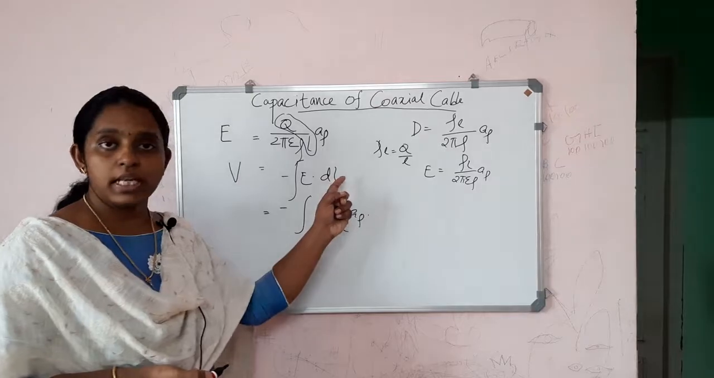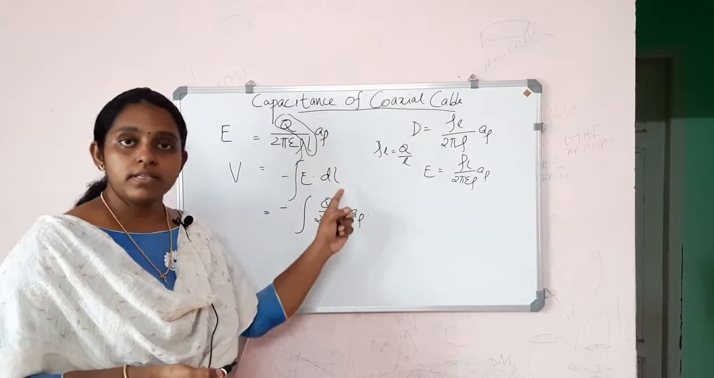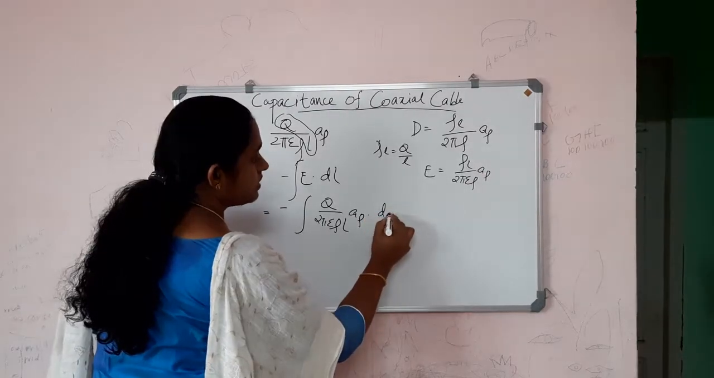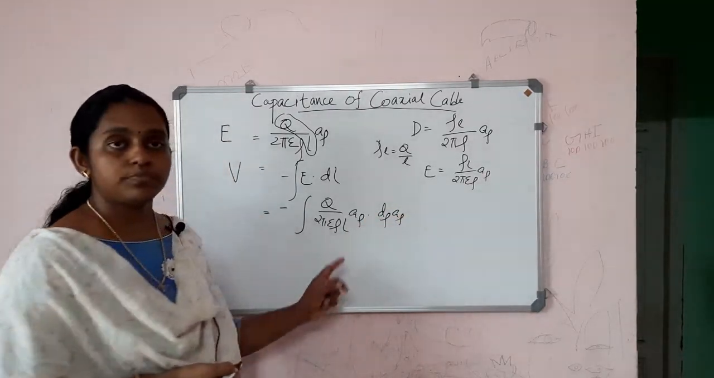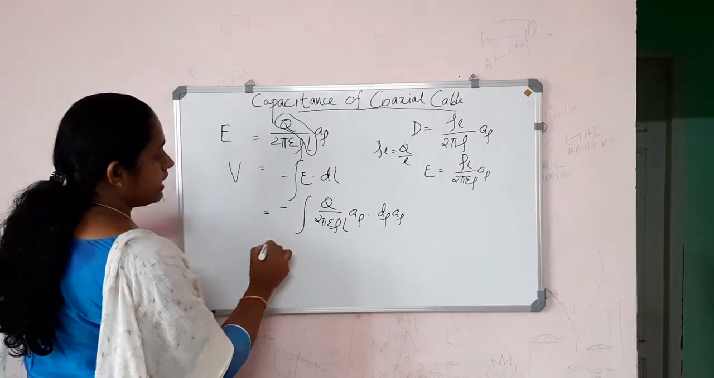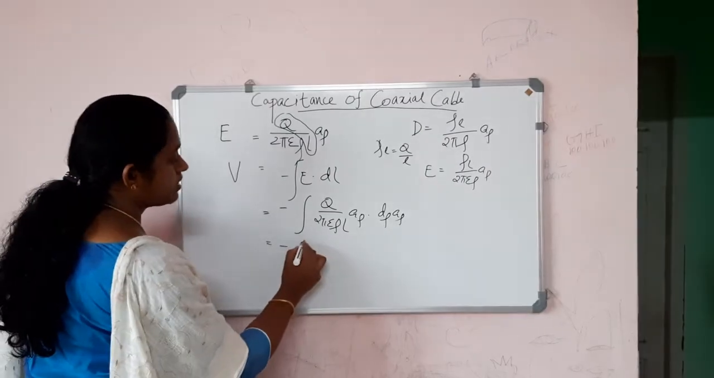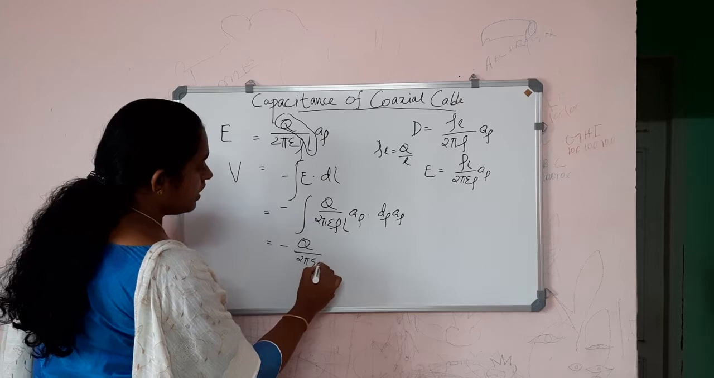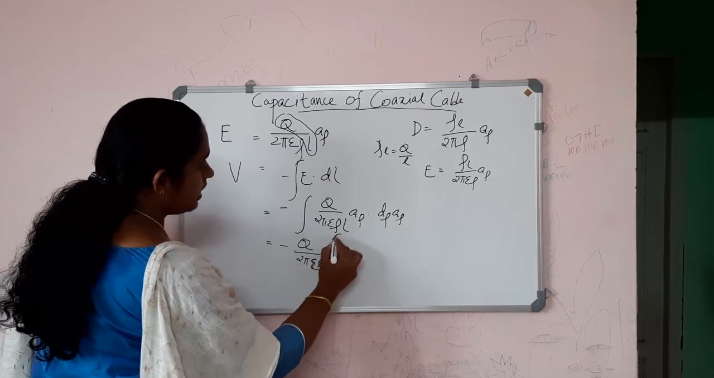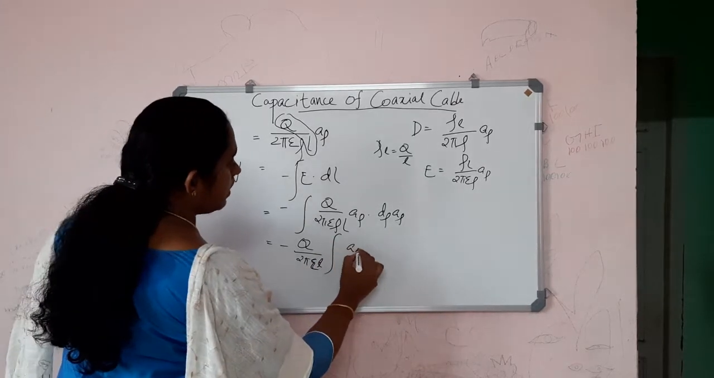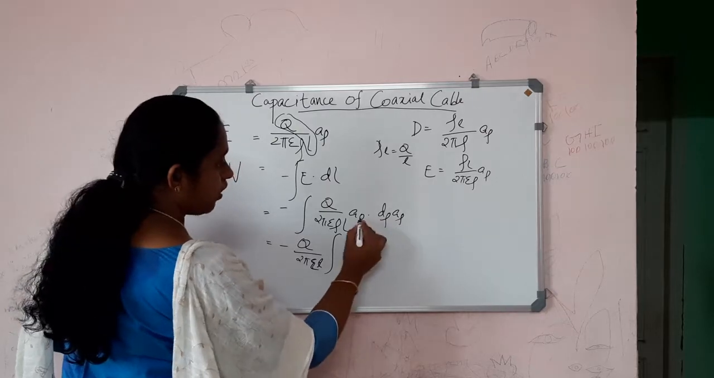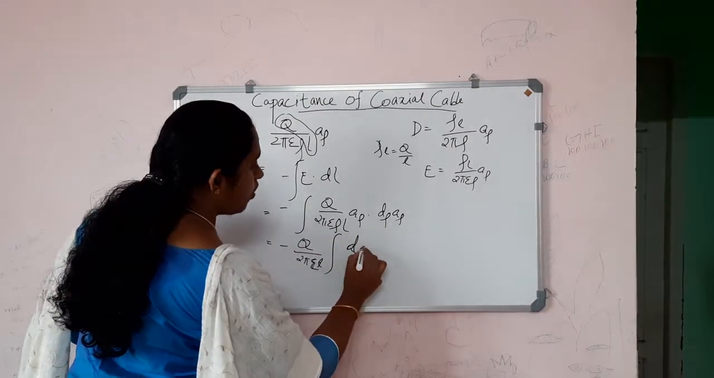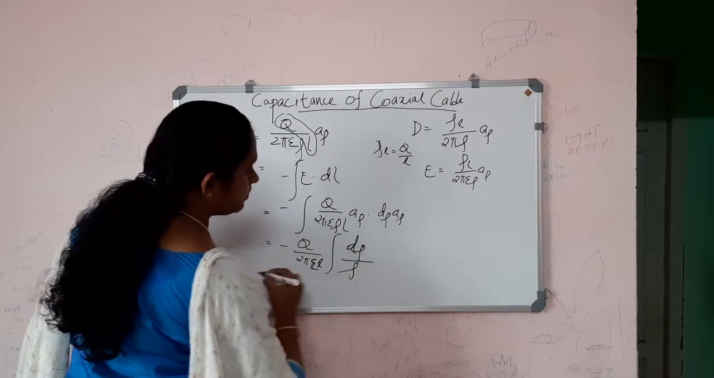Then what is the differential length for the cylindrical surface dl? That is d rho A rho. Now again we can take it as minus of Q by 2 pi epsilon L integral A rho dot A rho becomes 1. So the remaining is d rho by rho.